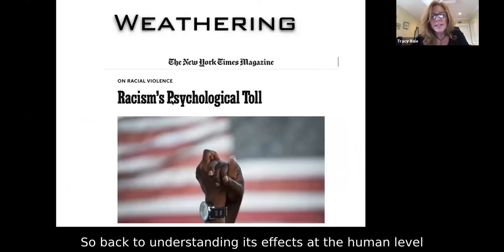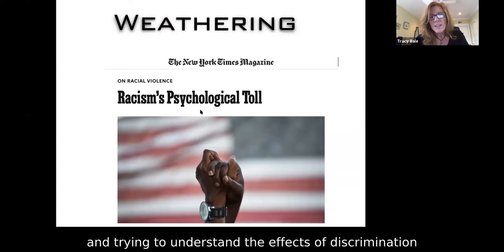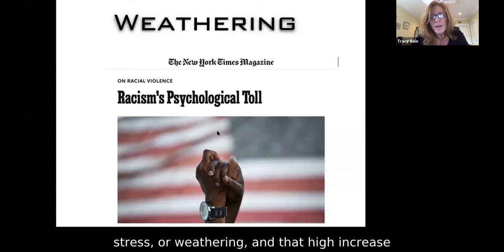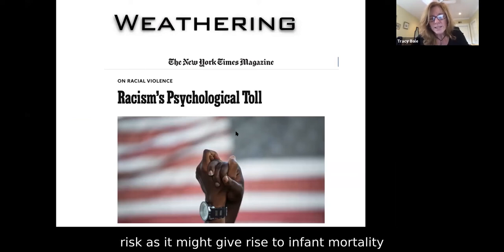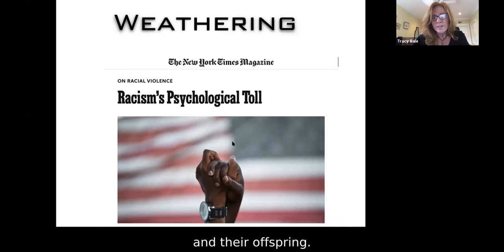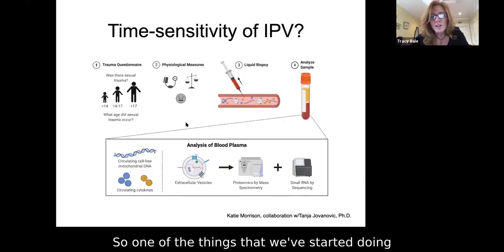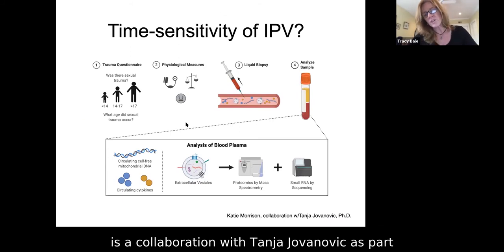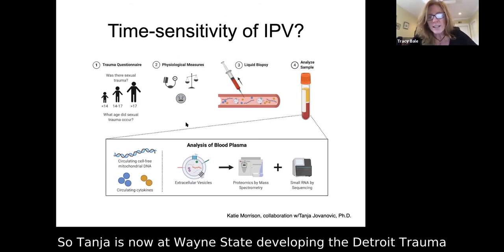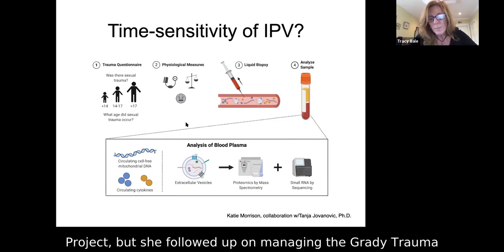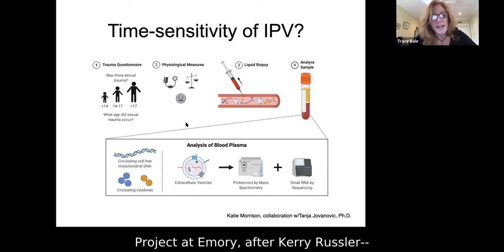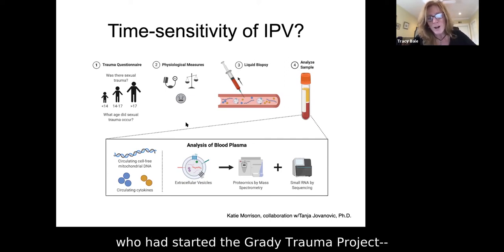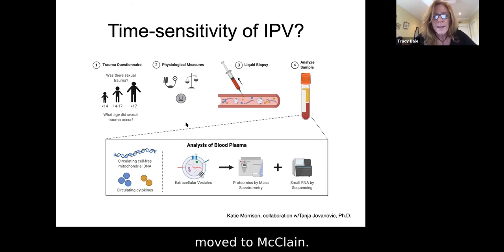So back to understanding its effects at the human level and trying to understand the effects of discrimination stress or weathering, and that high increased risk as it might give rise to infant mortality and discrimination stress in pregnant women and their offspring. So one of the things that we've started doing is a collaboration with Tanya Jovanovic as part of the Grady Trauma Project. So Tanya is now at Wayne State developing the Detroit Trauma Project, but she followed up on managing the Grady Trauma Project at Emory after Kerry Ressler, who had started the Grady Trauma Project, moved to McLean. So Tanya was in our collaboration.